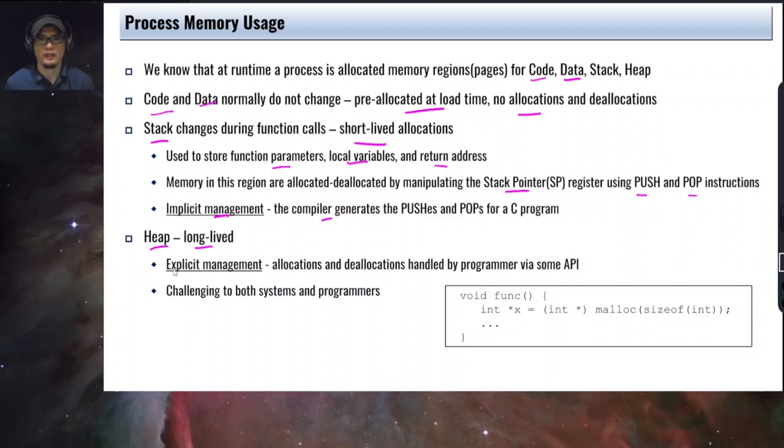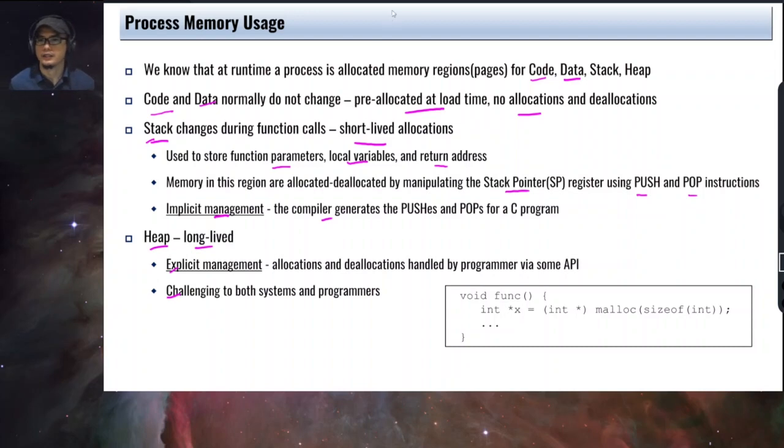The main difference of the heap from the stack is that the data that will be stored on the heap must be explicitly allocated by the programmer, unlike the data stored in the stack, wherein the compiler is the one that manages the allocation and the deallocation. And this is actually challenging to both the systems and programmer, because this is basically error prone.